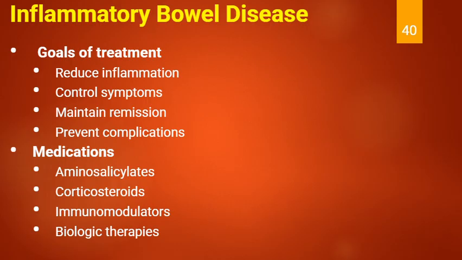Treatment of inflammatory bowel disease focuses on reducing inflammation, controlling symptoms, maintaining remission, and preventing complications. Several types of medications may be used. These include aminosalicylates to reduce inflammation, corticosteroids for acute flares, immunomodulators to regulate the immune response, and biologic therapies that target specific inflammatory pathways such as tumor necrosis factor. The choice of treatment depends on the type of disease, severity of symptoms, and patient response to therapy.